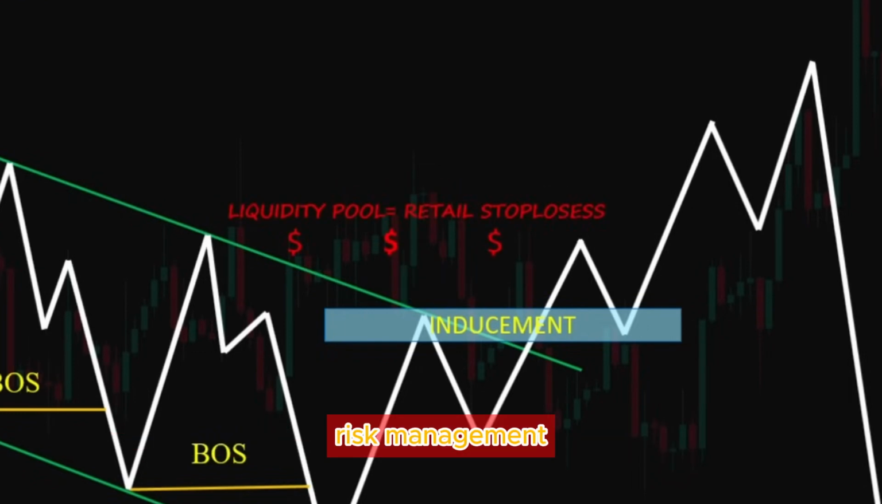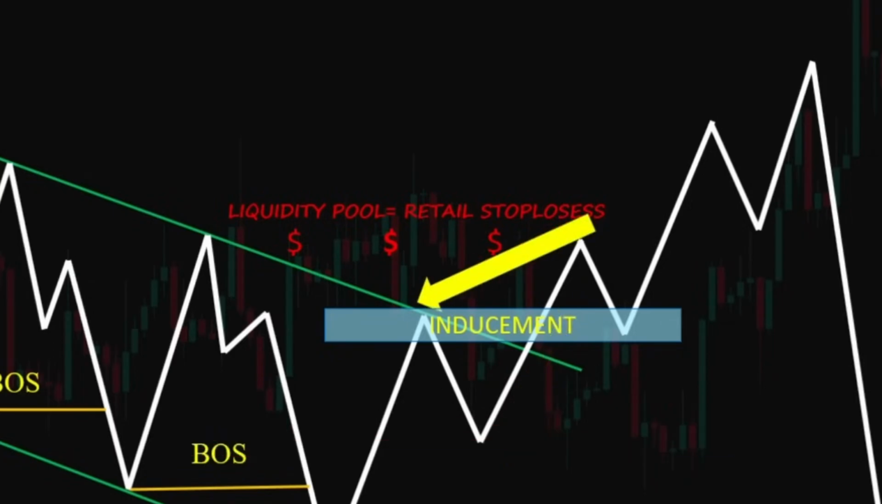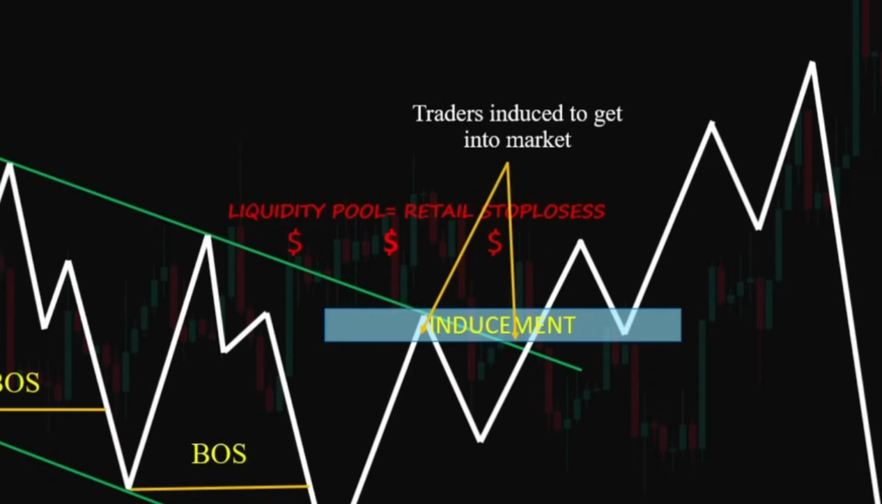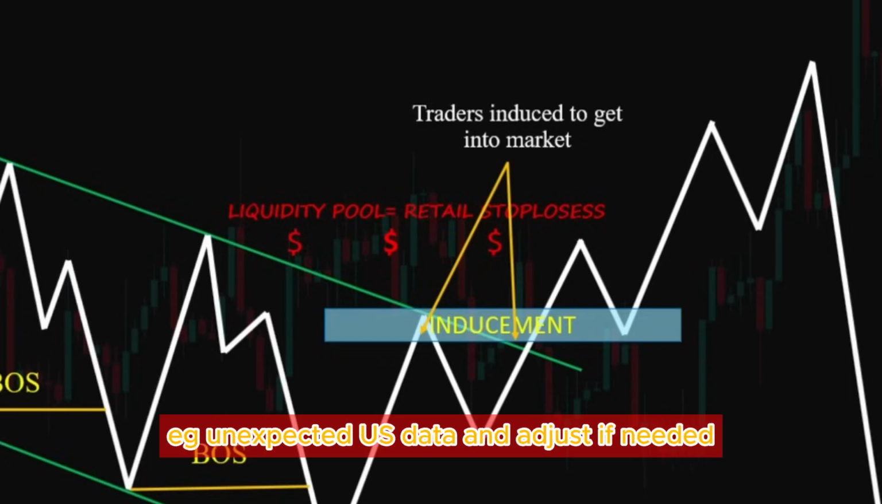Risk management: buy at 1.1000. Stop loss at 1.0950, below the moving average, risking 50 pips. Take profit at 1.1100, a resistance level, gaining 100 pips. Risk-reward is 1:2. Execution: place the trade, monitor for surprises, e.g., unexpected US data, and adjust if needed.